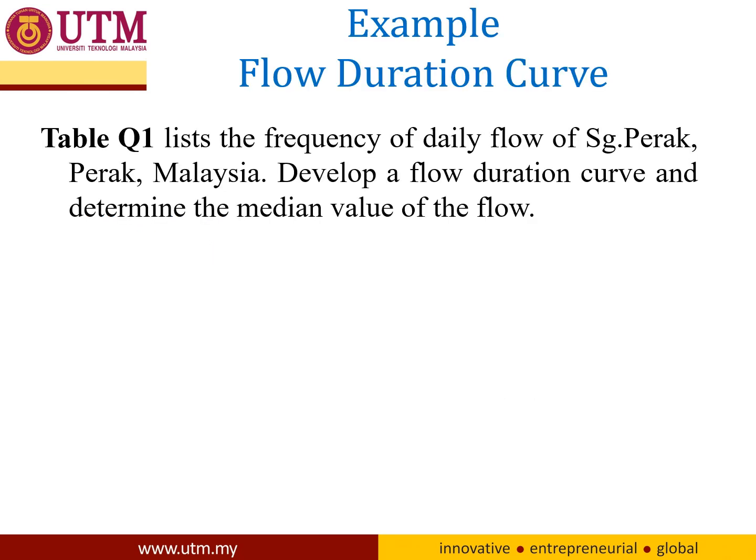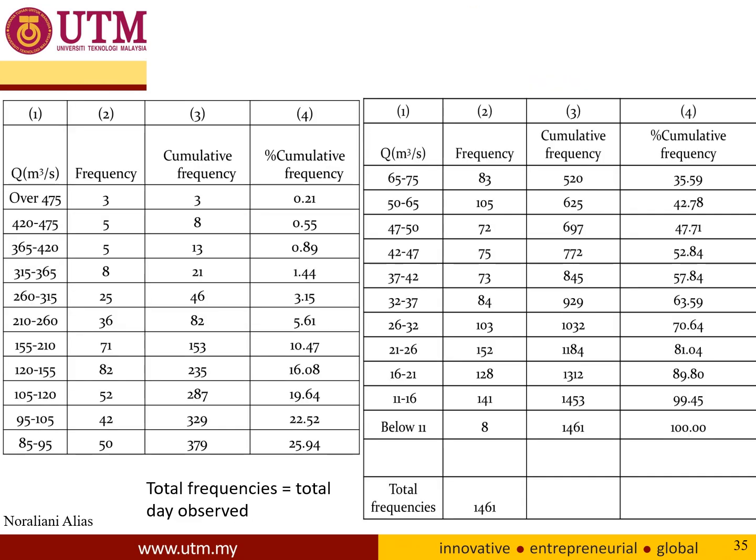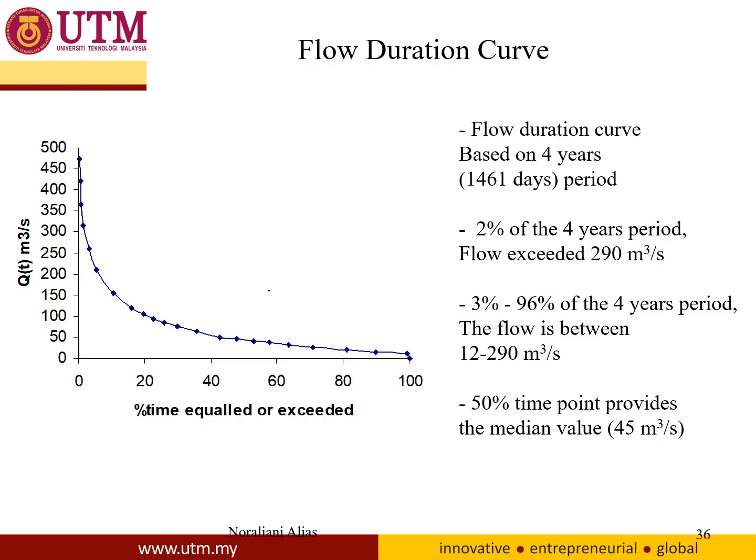This is the same example as I showed you before. The example is actually a 4 years period, so it has 1461 days. That's why you divide by 1461 days, because you want to get the percentage of the occurrence. So we can say that 2% of the 4 years period, the flow exceeds 290 meter cube per second.